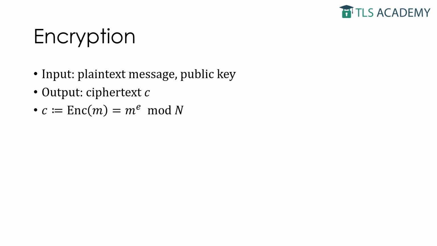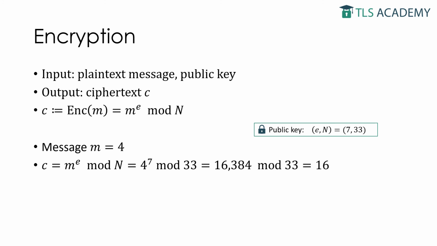For the encryption, we need the plaintext message M and the public key, consisting of the tuple E, N. When we take the message to the power of E and take it modulo N, as a result, we get the ciphertext C. As an example, we want to encrypt the message M equals 4, and we will use the same key as generated earlier. We have to take the message 4 to the power of E, which is 7. This equals 16,384. This result has to be taken modulo 33 to get the ciphertext. Our concluded ciphertext C is 16.